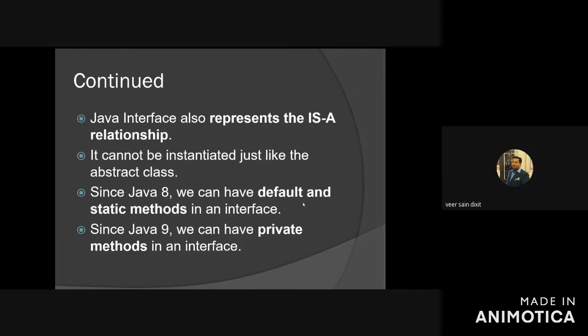A Java interface also represents the is-a relationship. In inheritance, I told you about the is-a relation. What is the is-a relationship? When you are implementing a program using multiple inheritance, then that is the is-a relationship. Since Java does not support multiple inheritance, you will use interfaces to implement multiple inheritance. So a Java interface also represents the is-a relationship.